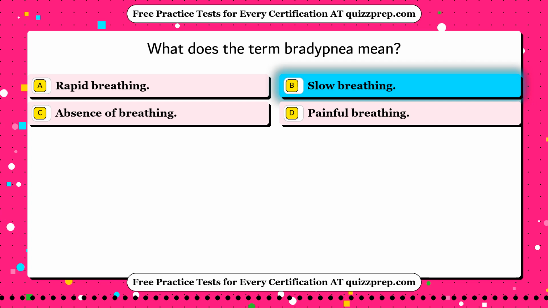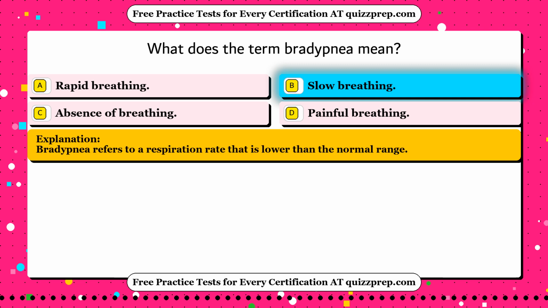The correct answer is option B, slow breathing. Bradypnea refers to a respiration rate that is lower than the normal range.